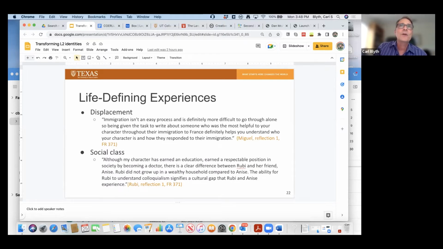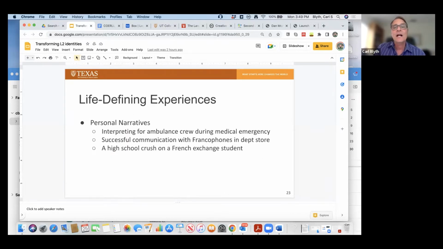So a very important part of what they talked about in their reflections was their life-defining experiences. And I'll just use this slide here to summarize them. My students wrote narratives, and of course it was up to them to choose their own life-defining experiences, and they were all over the map.